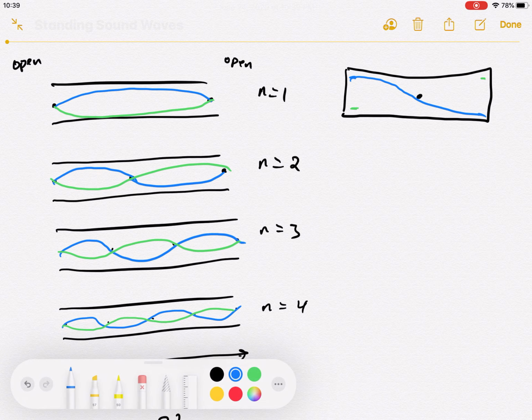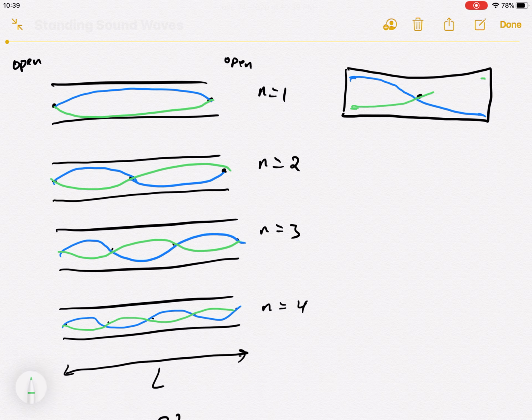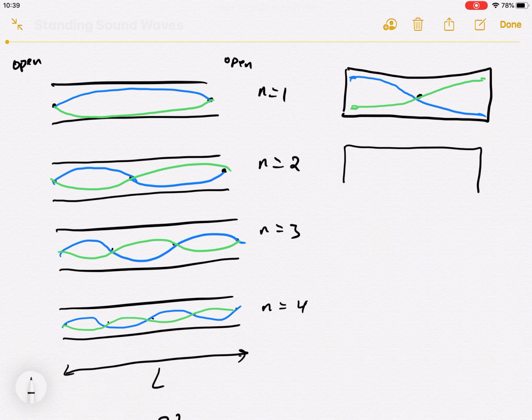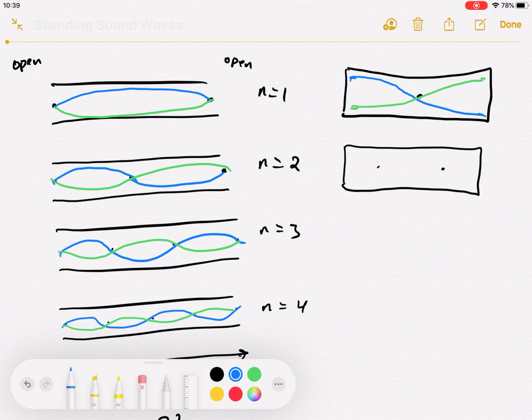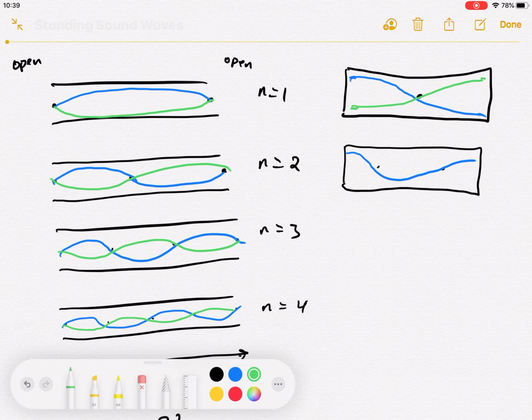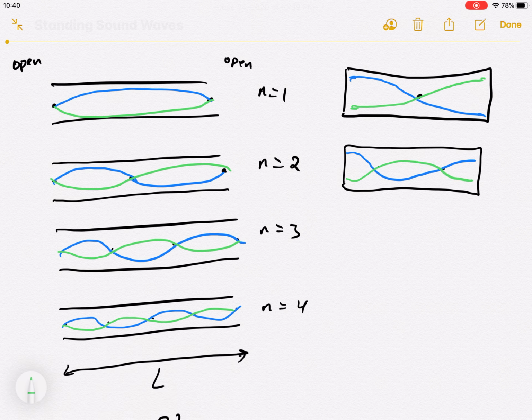And this turns out to be the lowest mode. And then you could do another one, right, where maybe there are two nodes in the middle. So that would be like right here and right here. And again, the ends have to be antinodes. So that would look like this.